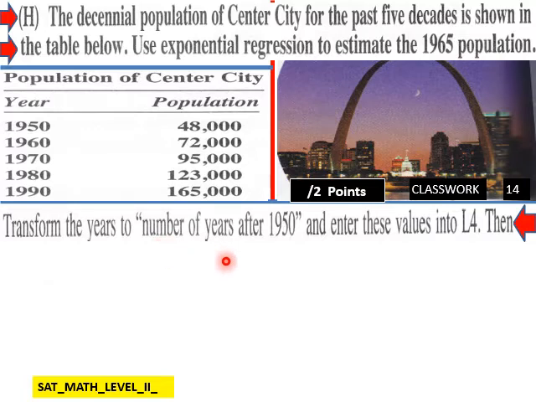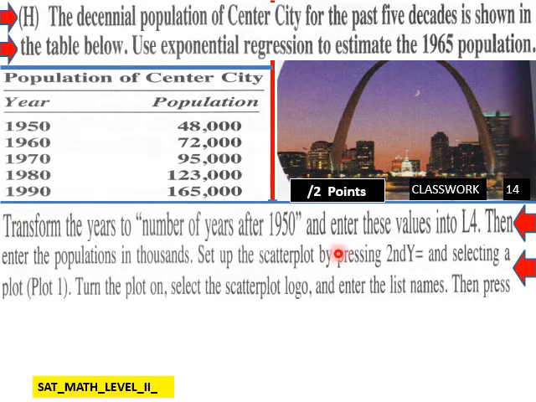Transform the years to number of years after 1950 and enter these values into L1, list 1 on your TI. Then enter the populations in thousands. Here are your populations here in thousands. Set up the scatter plot by pressing second Y= and selecting a plot. This will be Plot 1. Turn the plot on. Select the scatter plot logo and enter the list names.